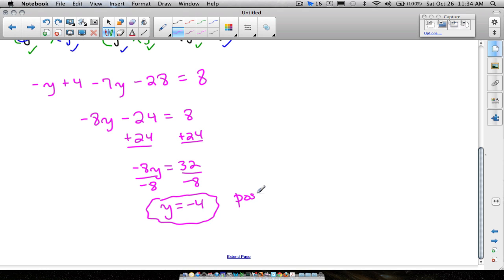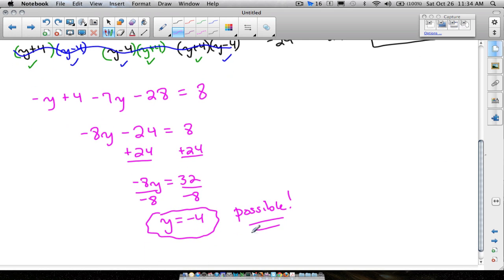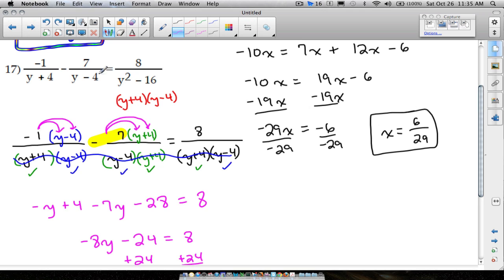I'm going to write "possible solution." Here is the thing with this problem. Finally, we have one where it will not work. This is the only answer that we could possibly have. Well, notice if you plugged in minus 4 right there.